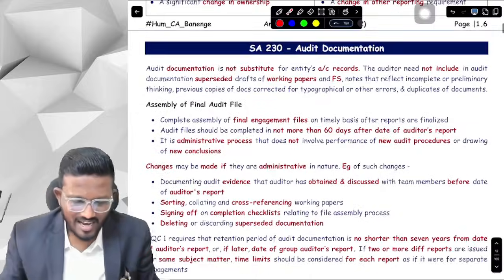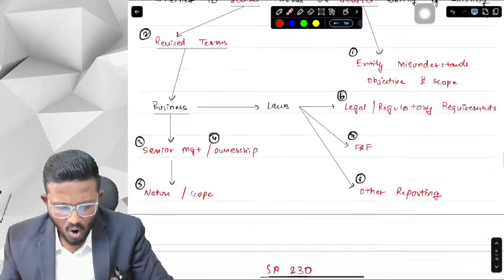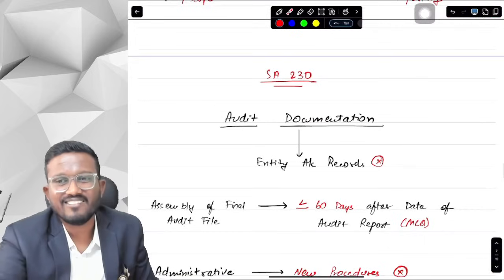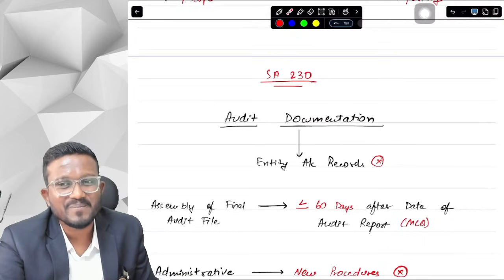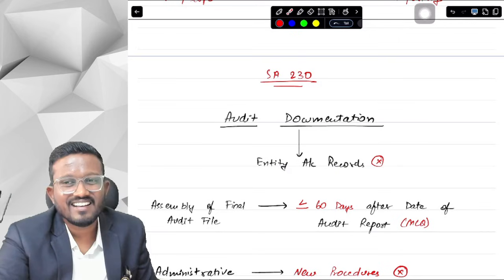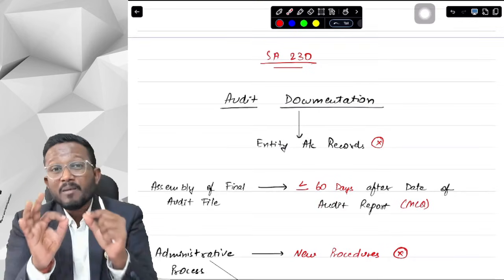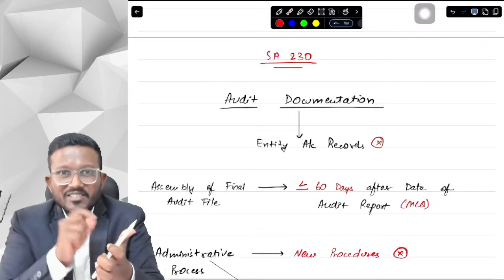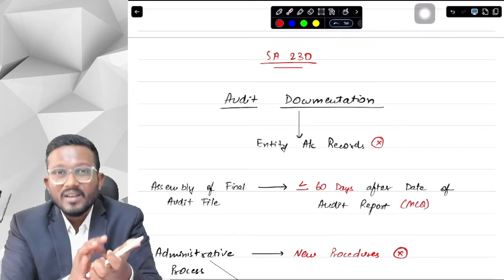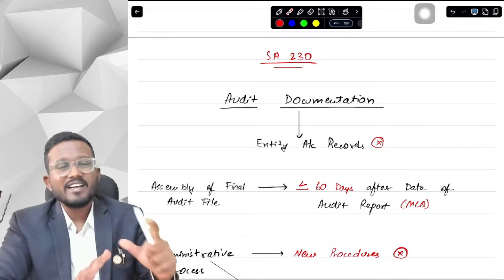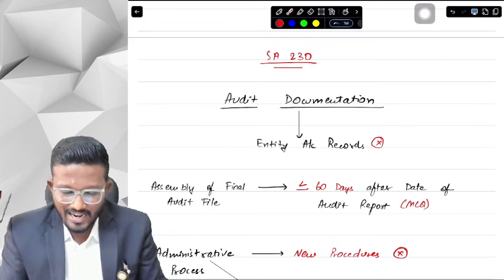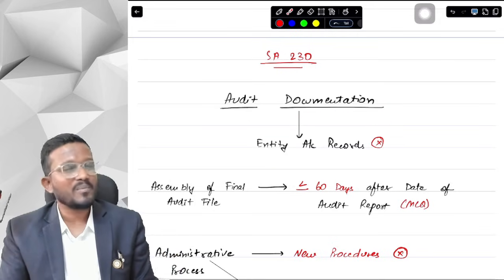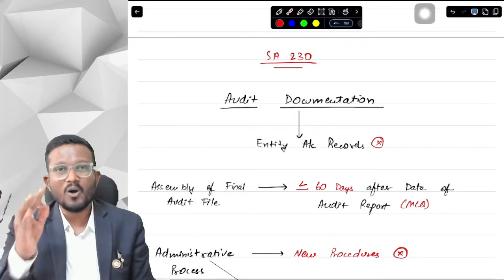Now let's start with our ISA 230, which talks about audit documentation. What is audit documentation, sir? They are basically those working papers which we create while performing audit procedures, in which we mention all the audit procedures we did, what the conclusions are, what our opinions are, and everything we do is mentioned in the audit documentation. Can the entity's accounting records be treated as audit documentation? No sir, we have to maintain our own audit documentation.